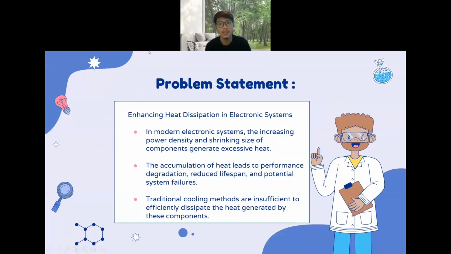Next, for the problem statement, enhancing heat dissipation in electronic systems. In modern electronic systems, the increasing power density and shrinking size of components generate excessive heat. And then, the accumulation of heat leads to performance degradation, reduced lifespan, and potential system failure. After that, traditional cooling methods are insufficient to efficiently dissipate the heat generated by these components.